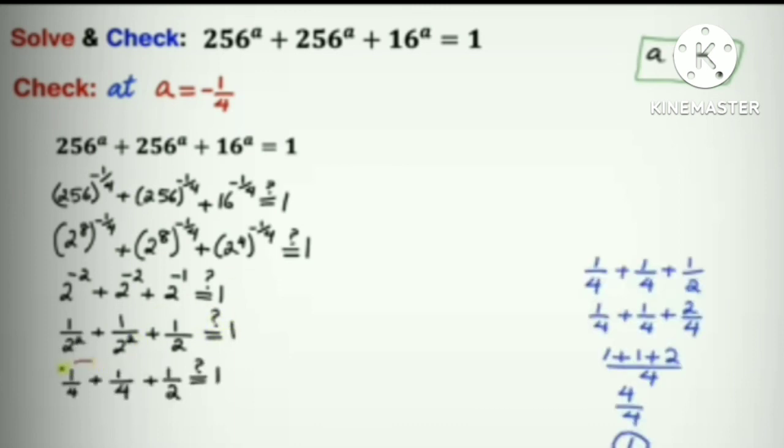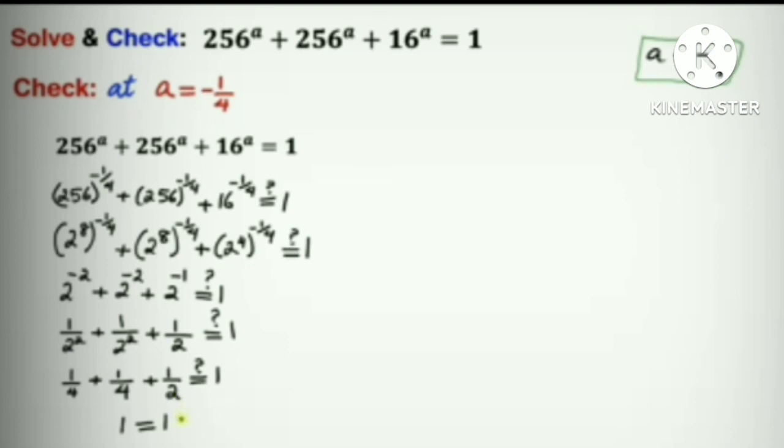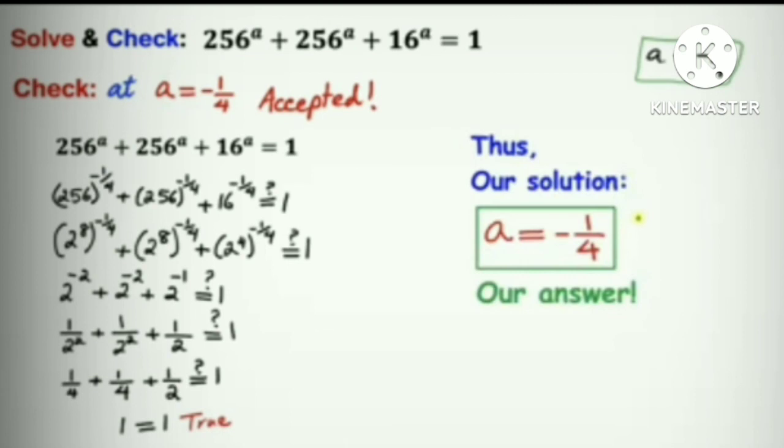And now if we add these fractions on the left hand side, I added over here and simplified, it turns out to be 1. So therefore the left hand side turns out to be 1 and the right hand side is 1 as well. So therefore we can see that this indeed is a true statement. So therefore we are going to accept this a equals negative 1 over 4 solution. So thus our solution turns out to be a equals negative 1 over 4.